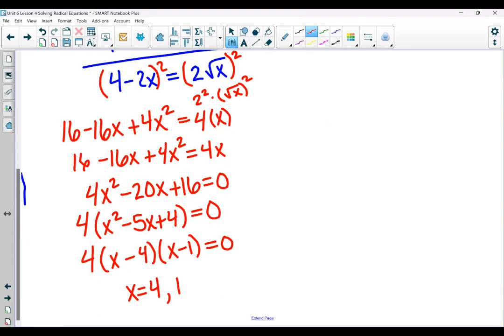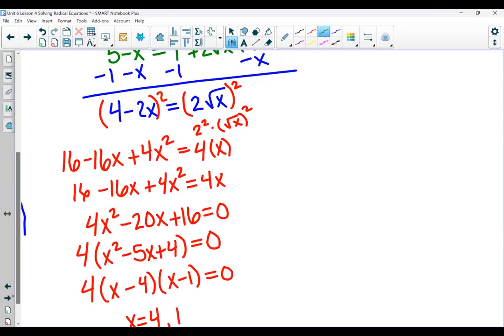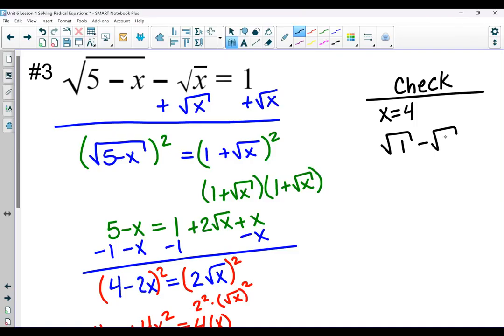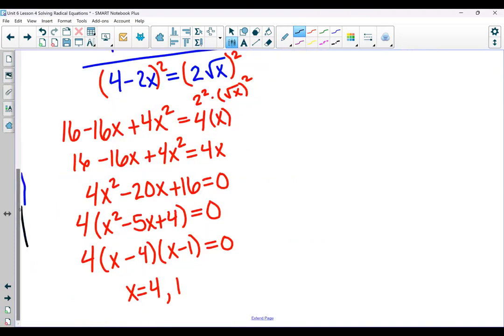However, that's not necessarily my final answer. I do need to go back and check x equals 4 and x equals 1 to the original problem to see if it works. When I substitute that in, I'm going to get the square root of 1 minus the square root of 4. They're saying this should be equal to 1. Well, 1 minus 2 is not equal to 1. Therefore, x equals 4 has to be an extraneous solution and cannot be included in my final answer.